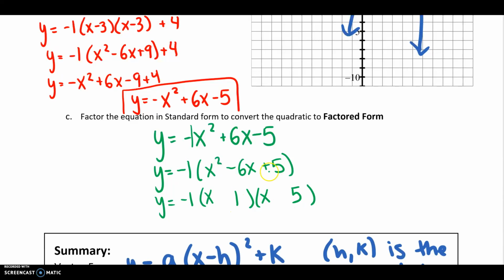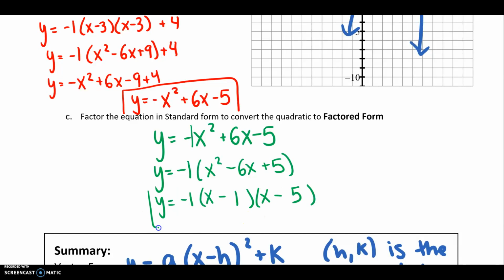The key is what are the signs. So it has to multiply to be positive 5, but add to be a negative 6. To multiply to be positive 5, they can both be positive or both be negative, but they both have to be negative because they add to negative 6. And if you're going to guess, you should always check. x times x gives you x squared. Minus 5x minus 1x will add to be minus 6x, and minus 1 and minus 5 will multiply to be positive 5.